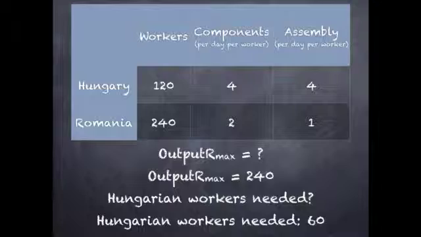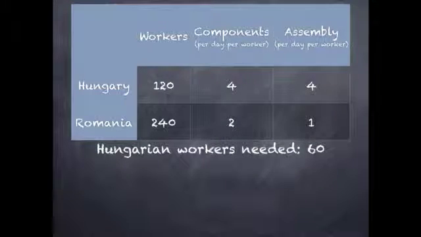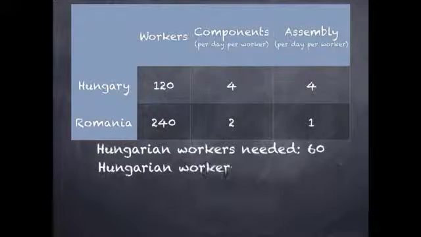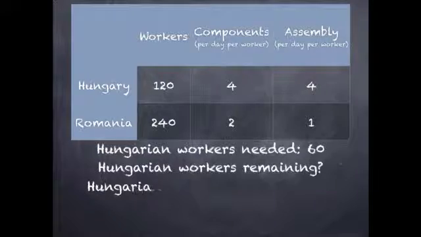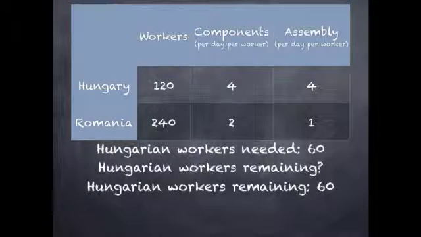So we see that we're using 60 of the workers, and we know that there's 120 total workers at the Hungarian GE plant, so we have some workers left over. So the number of workers remaining is 60. We can use those additional 60 workers. They are presently not producing components for the Romanian assembly plant, and we can use those workers in order to produce additional components and also to assemble those refrigerators.